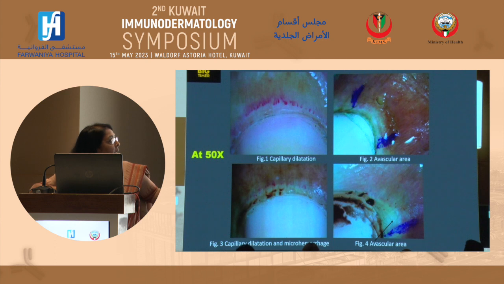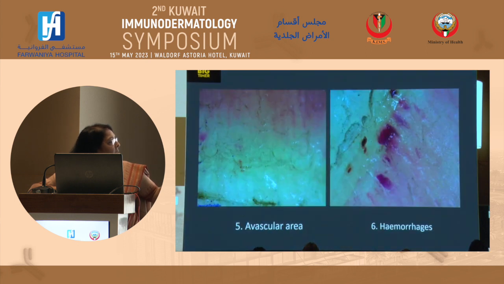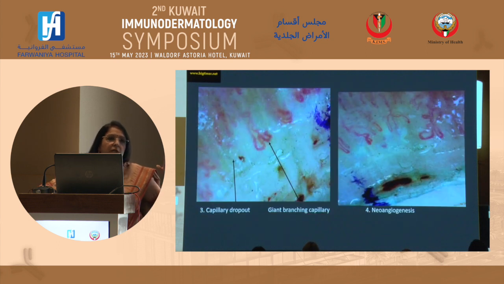And these are again capillary dilatation and capillary dilatation with hemorrhage. Again avascular area and hemorrhages. And this is just capillary dropout. Dropout means fewer than 2 capillaries are absent, while avascular area is more than 2, and these are different morphological changes.